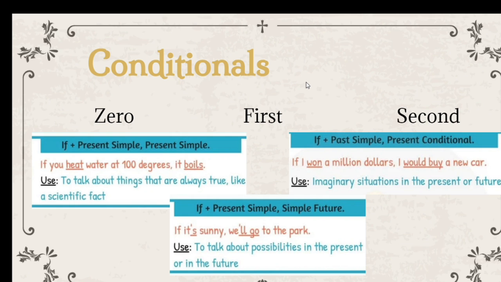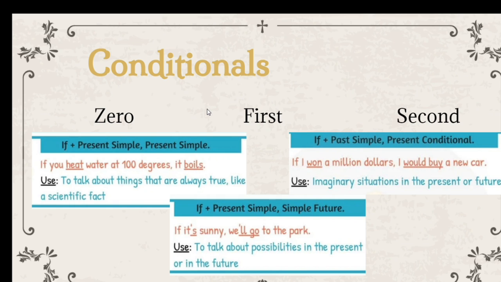Finally, we have the conditionals. Conditionals are used when we have a certain condition and then the result of this condition. There exist many types of conditionals, but in the class we reviewed the zero, first, and second conditional. Each conditional has its own formula and its own use.